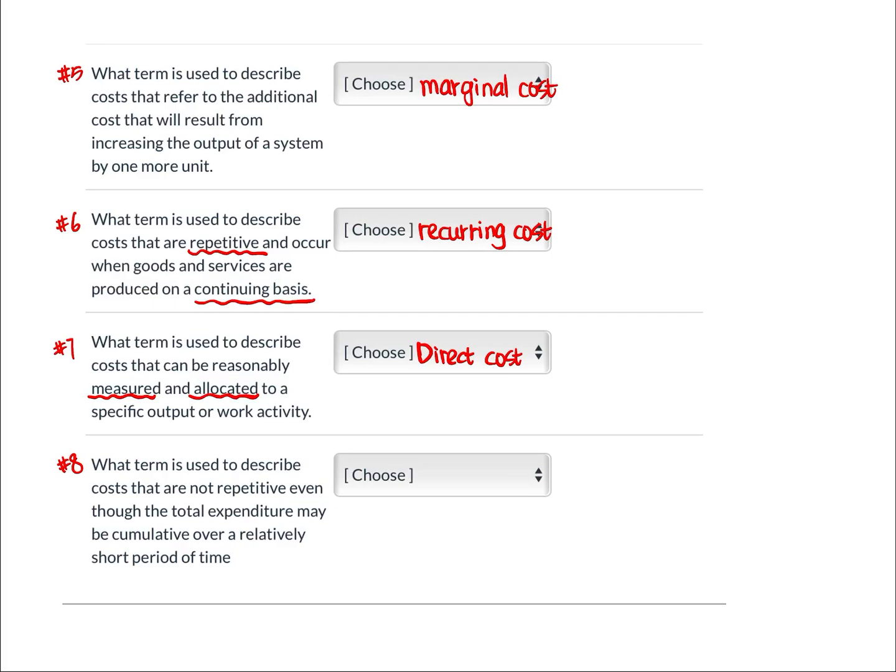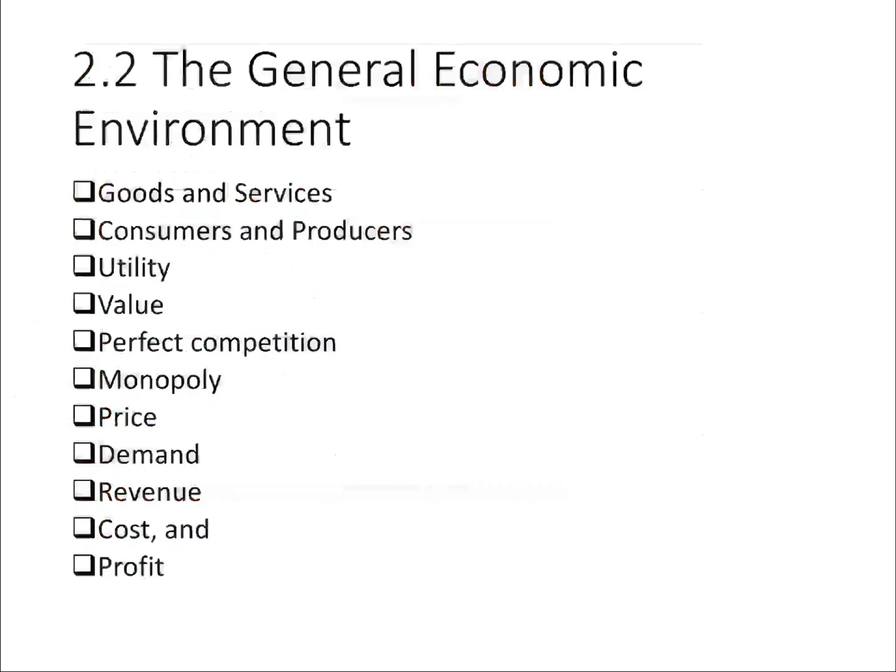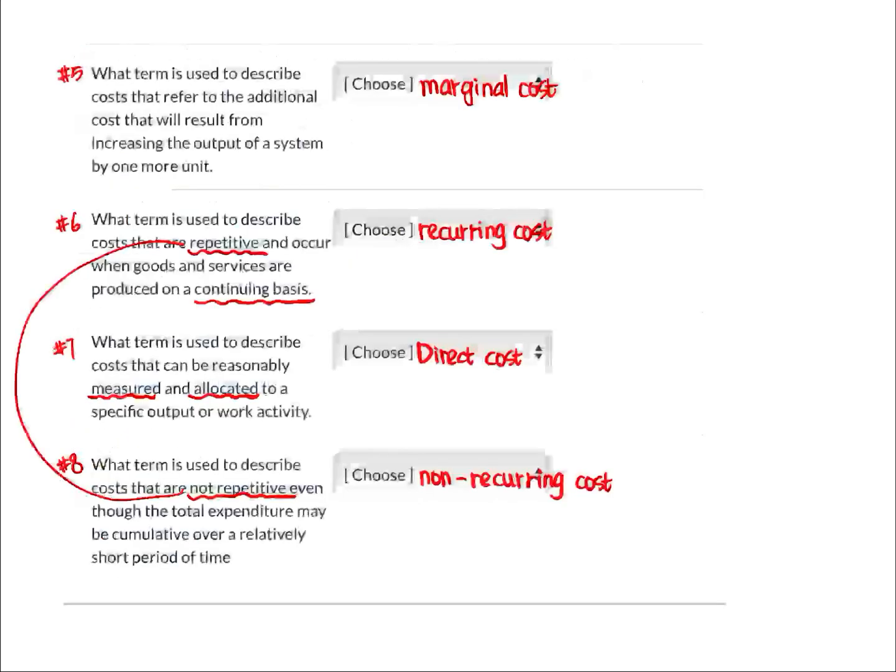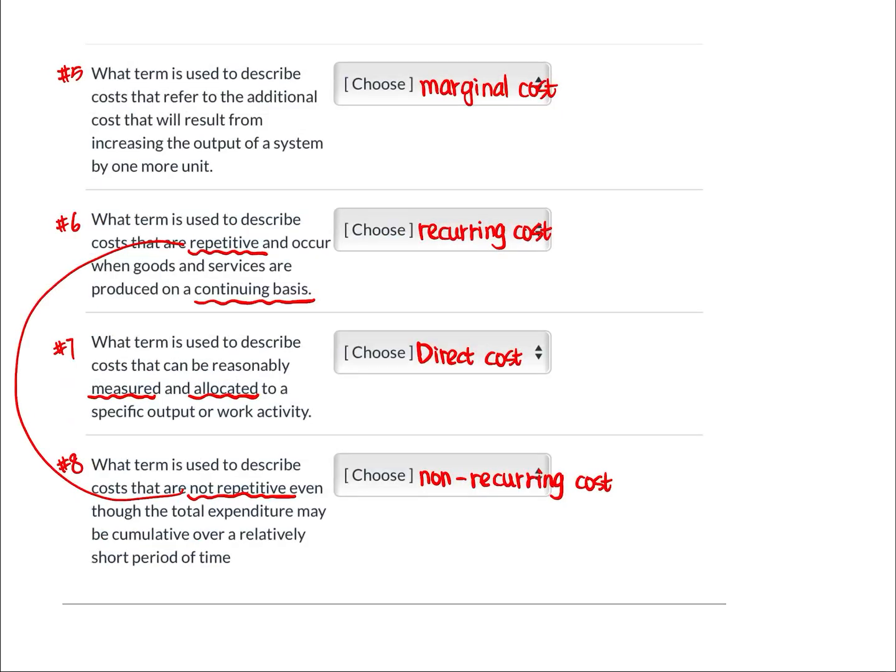Number 8, what term is used to describe costs that are not repetitive, even though the total expenditure may be cumulative over a relatively short period of time? Not repetitive. Well, that's the opposite side of the repetitive, right? So this one is non-recurring cost. All right. So these are just the practice you can do to get familiar with different types of costs.